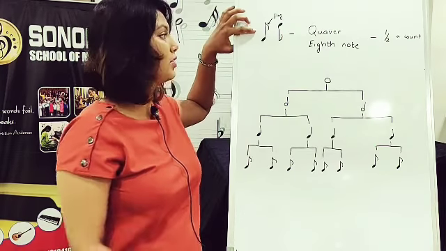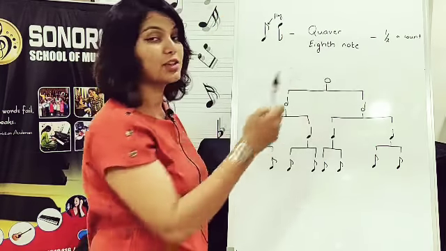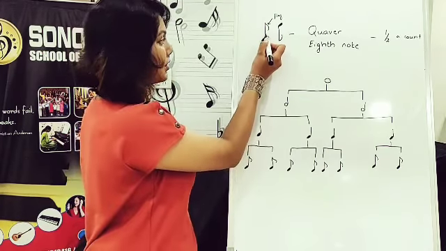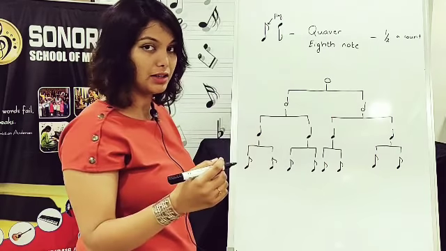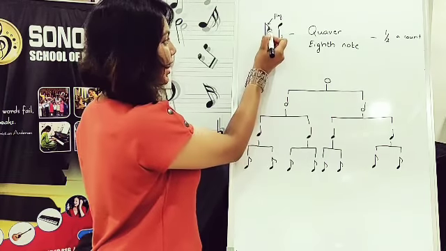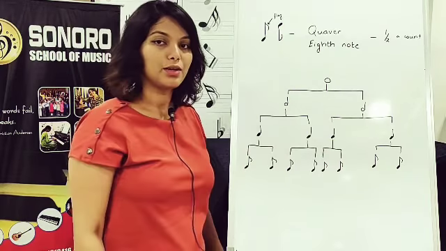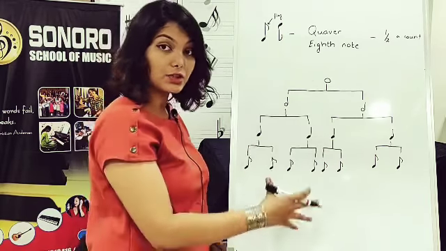So I've drawn this note for you here. It's called a quaver or an 8th note and it has only half a count. In addition to the note head and the stem that all the other notes had, it also has a flag. So this is how the quaver looks. Now we'll see its placement in the tree.